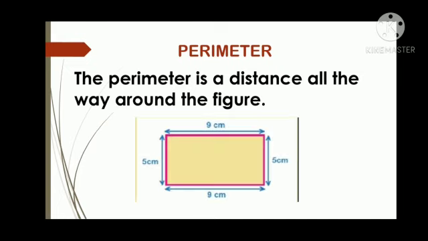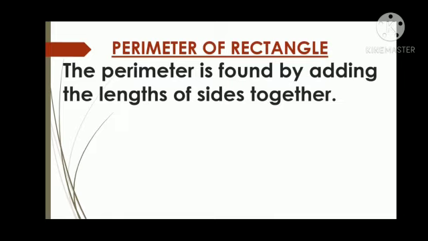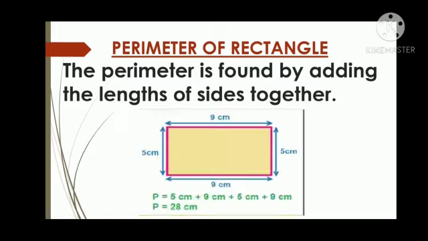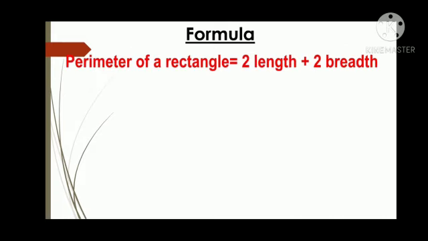So here this is a rectangle. A rectangle is a figure with 4 sides and the opposite sides of the rectangle are equal. The perimeter can be found by adding the lengths of the sides together. It can also be found by adding twice the length to twice the breadth. So here we have added all the sides together and the perimeter we obtained is 28 centimeter. The formula for perimeter of a rectangle is given as 2 into length plus 2 into breadth.